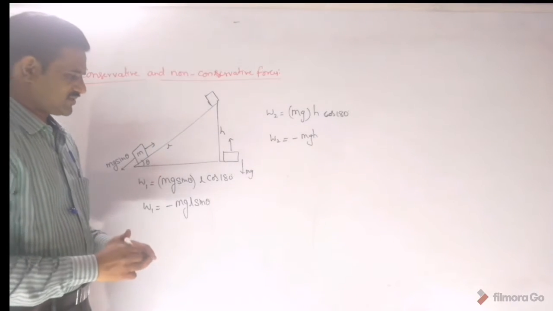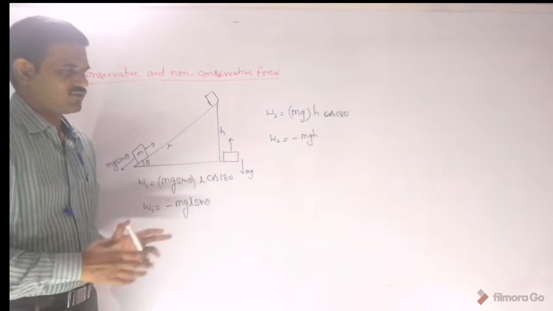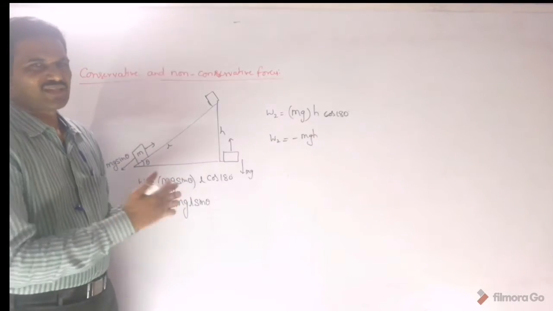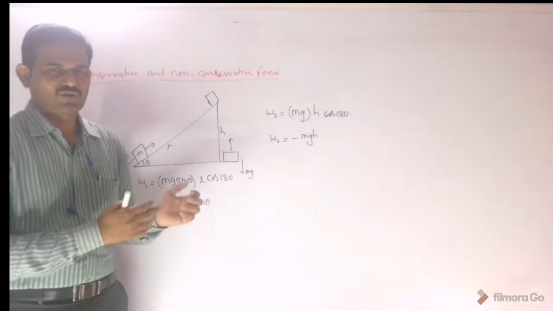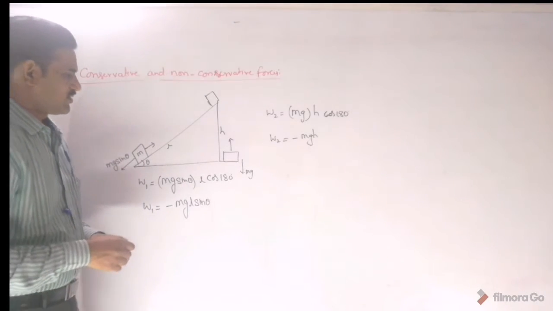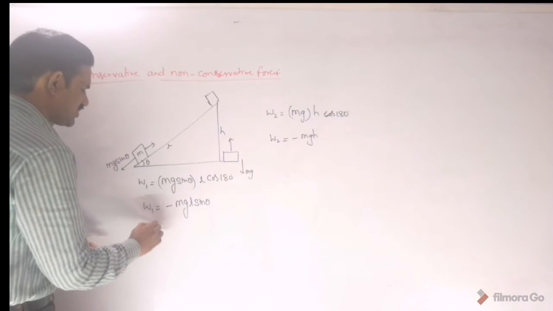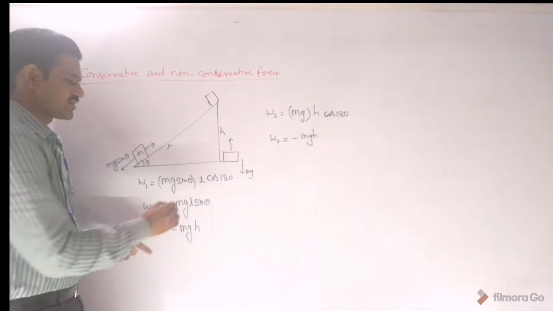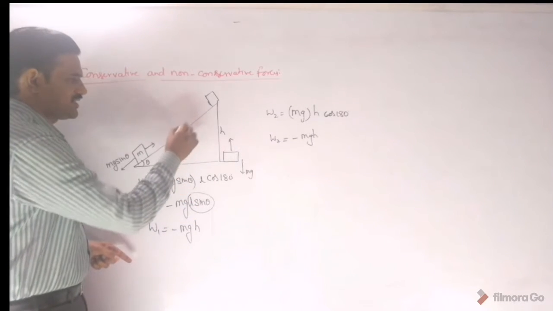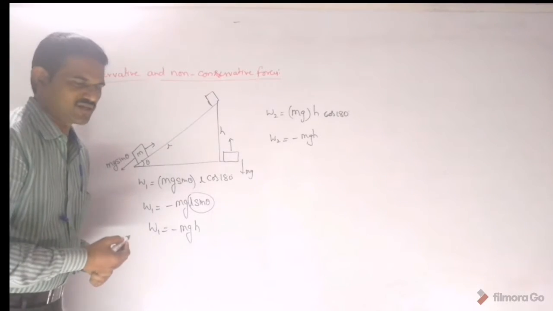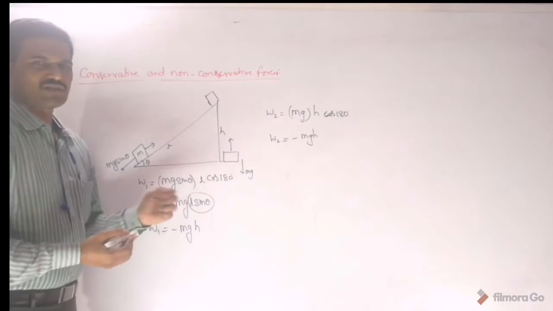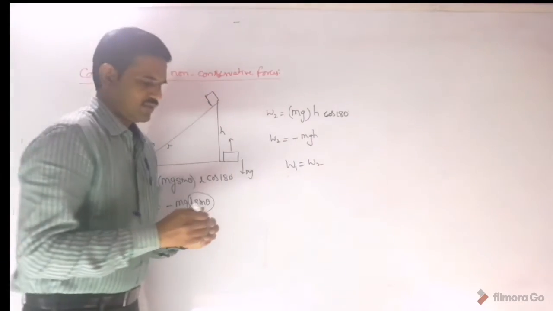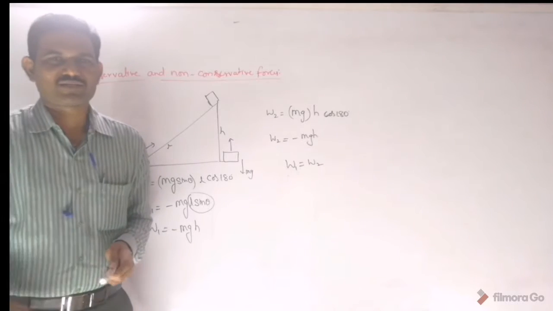Now here, what I am saying is the work done along either path. Can you say any relation between W1 and W2? Whether W1 is greater than W2, or W2 is greater than W1, or both are equal. W1 is equal to minus mg into h, because L sin theta is nothing but h, using this triangle, right? From that we can conclude that W1 is equal to W2. W1 and W2 are numerically the same, right?